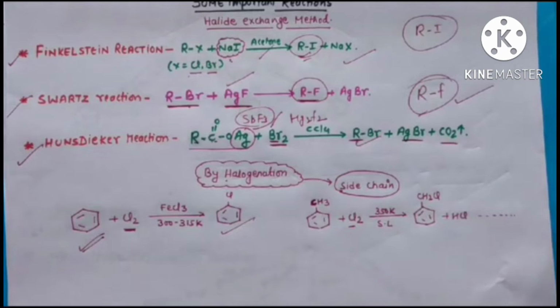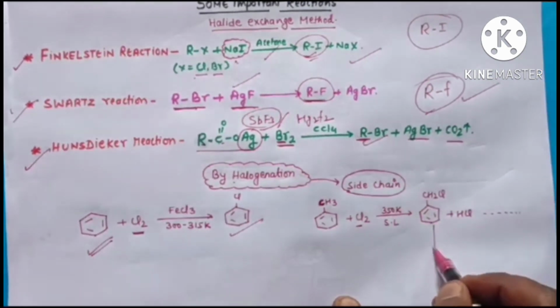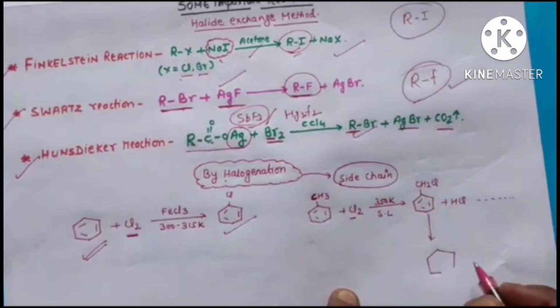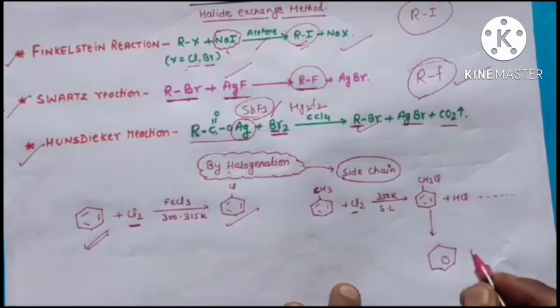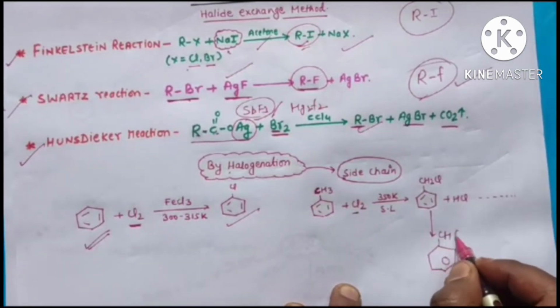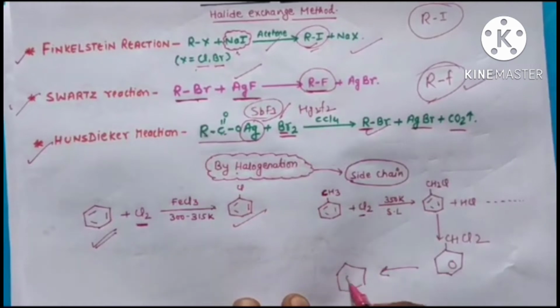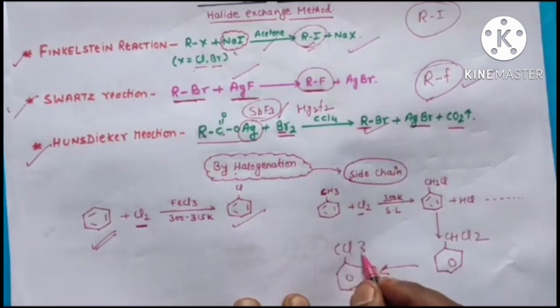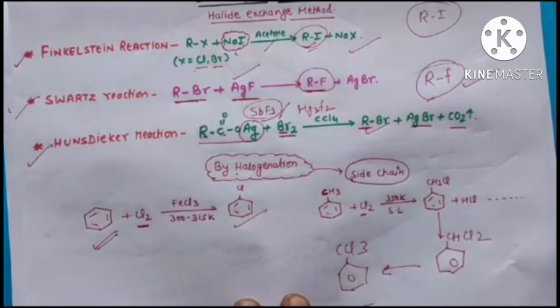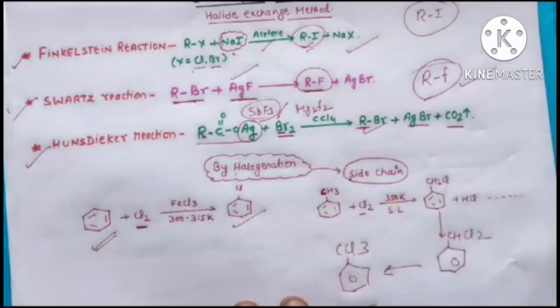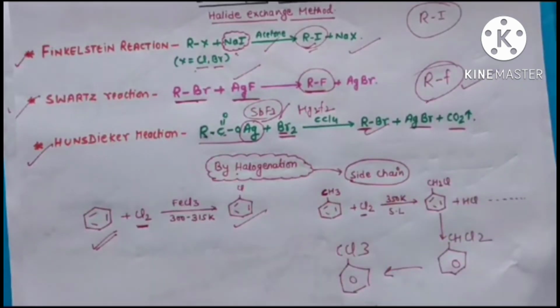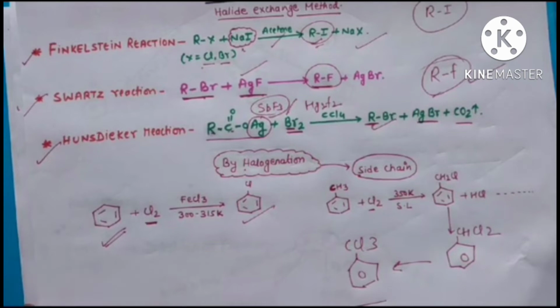So you can easily understand it. If the carbon atom is present, so the next product will be what? This will be like this. This is the chain. Now the same CHCl2 and similarly you can come till here CCl3. This is benzotrichloride. Okay, similarly this is the simple halogenation in the side chain. Okay students, now come on to the next reaction.